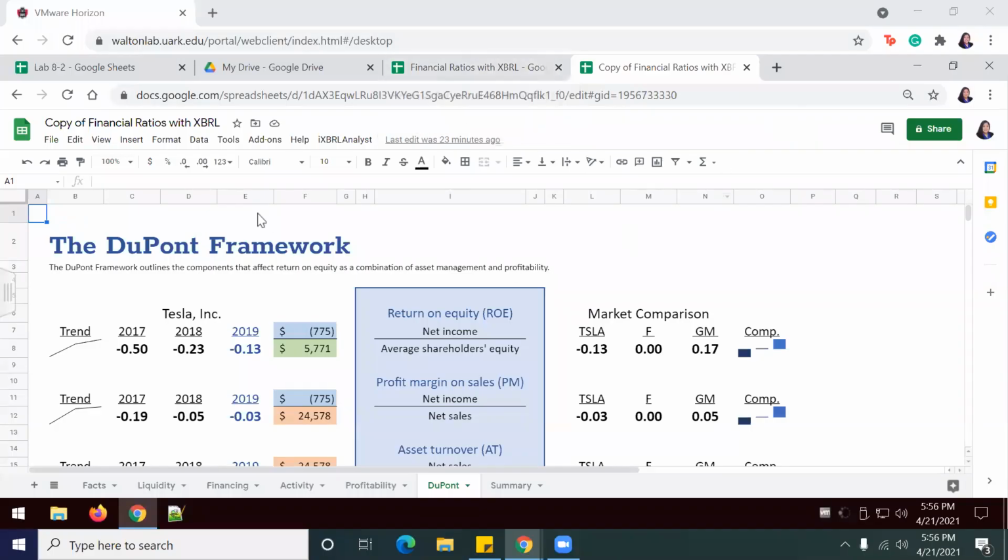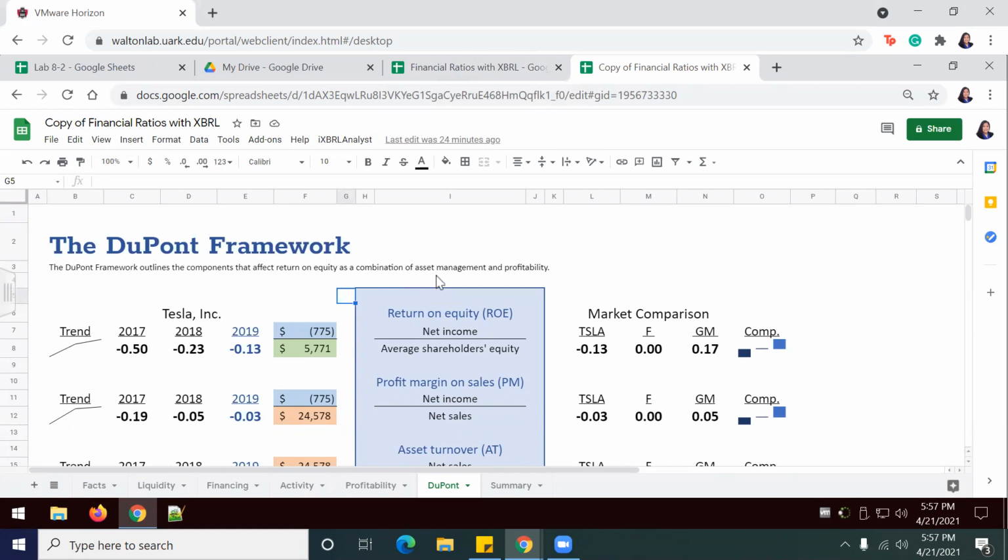The DuPont framework outlines the components that affect return on equity as a combination of asset management and profitability. And I'm taking that right here. So this formula allows experienced investors to gain insight into capital structure of the firm, the quality of the business, and the levers that are driving the return on invested capital. So by measuring and highlighting these underlying realities, it becomes easier to target.